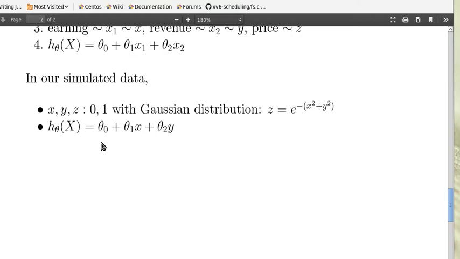So our task is to iterate each of these thetas to find the set of values of theta that will converge to or approximate the output values z given the same set of values of x, y.